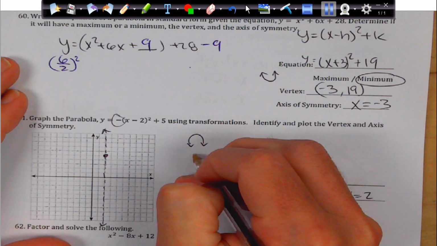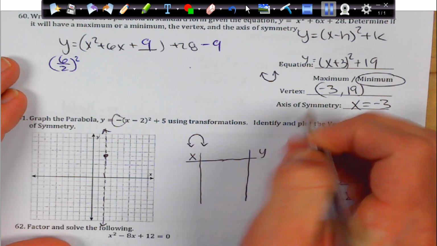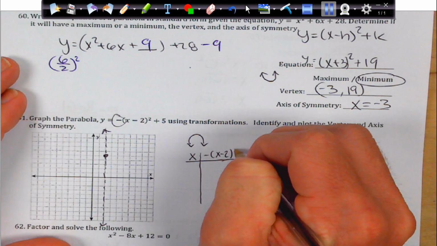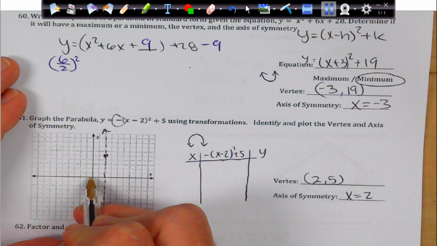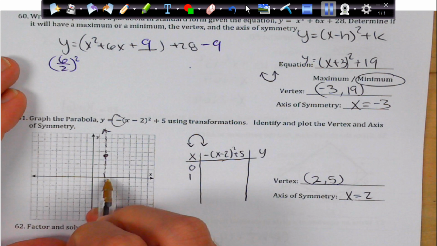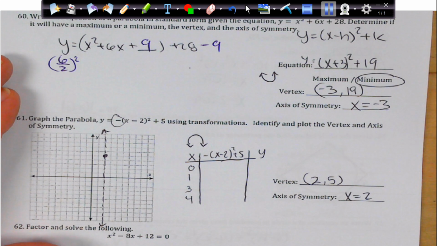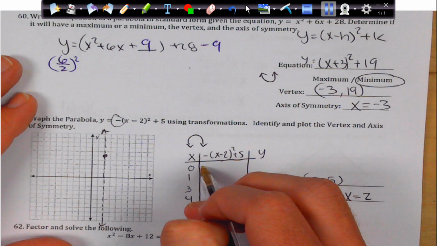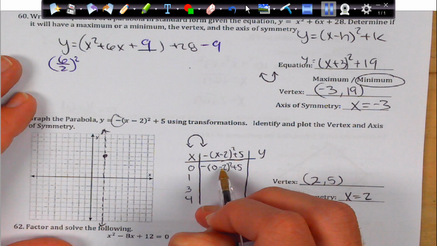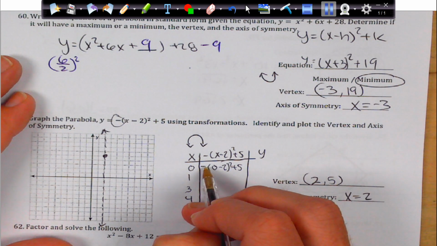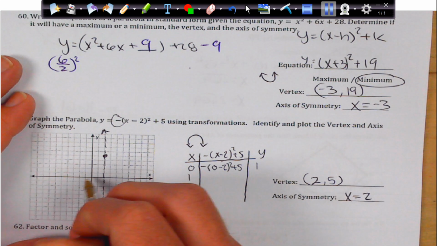We could do a little table real quick, just for funsies. I know where the vertex is, so I'm curious where does it exist at maybe 0 and 1. And I'm curious where it exists at 3 and 4. And I'll show you a really quick shortcut on how to do that. So 0 is pretty easy. We get minus 0 minus 2 squared plus 5. That's just going to be negative 2 squared, which is going to be 4. And that's negative 4 is what it will become, plus 5 is 1. So we're going to be right here at 1.